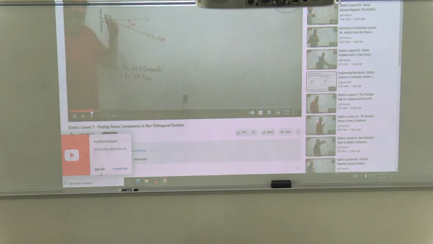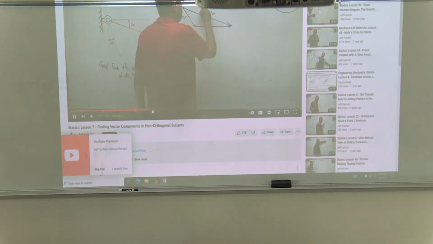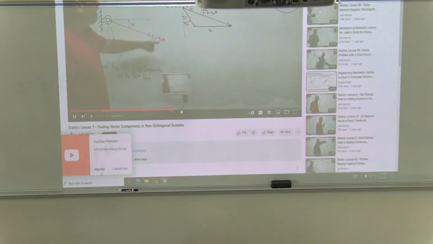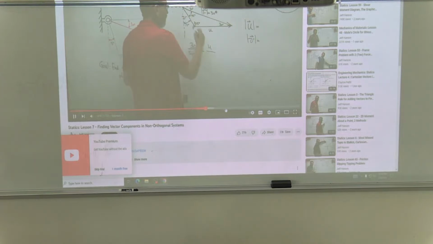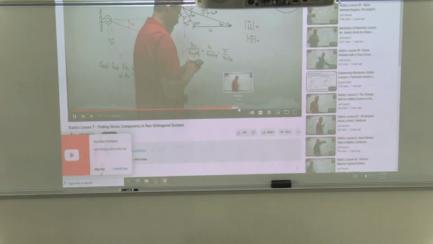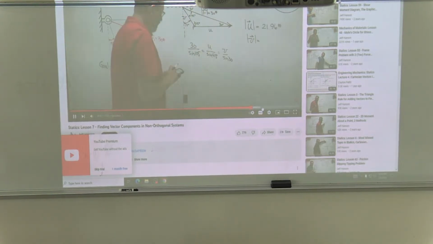A 30-pound force is like the resultant, okay? So if I add U plus V together, then I get 30, okay? So he's going through it right there. Oh, look, he's got to go down there and use the law of cosines somewhere. Angle 45. Well, he's using the law of sines right there.